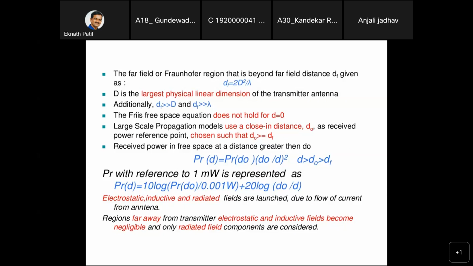PR with the reference to 1 milliwatt is represented as, that is 0.01 only. In the denominator they are going to add plus 20 log d naught divided by d. Electrostatic, inductive, and the radiated fields are launched due to the flow of current from the antenna. In the region far away from the transmitter, electrostatic and the inductive fields become negligible. The radiated field components are considered.